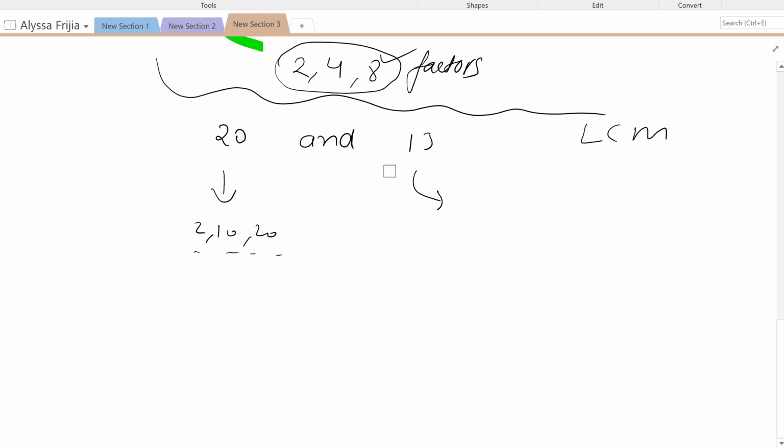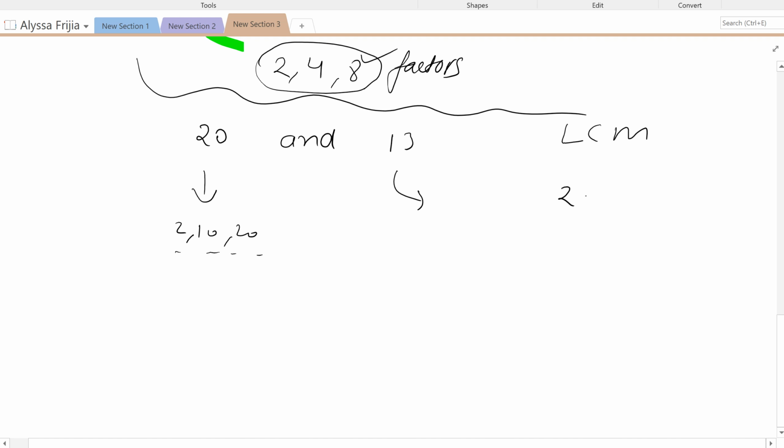So in this case, you have to times them. Simply times them. 13 times 2 is 26, and 0 goes in the end. So 260 is the least common multiple of them. That's the least common multiple. So we simply multiply them.